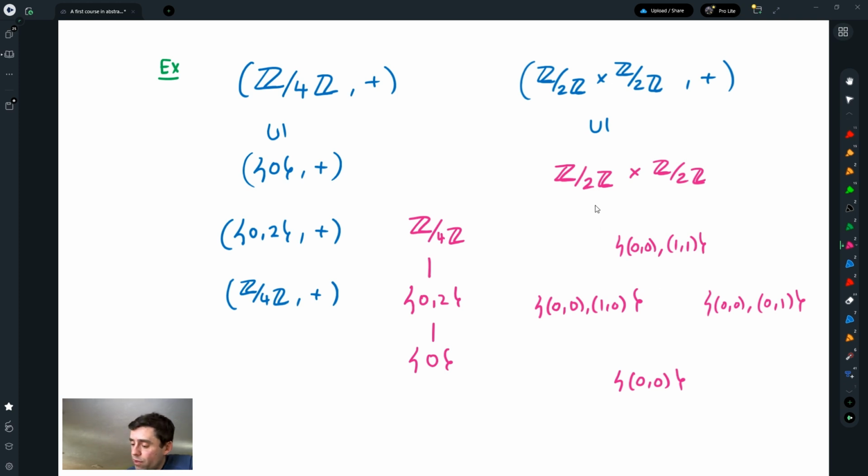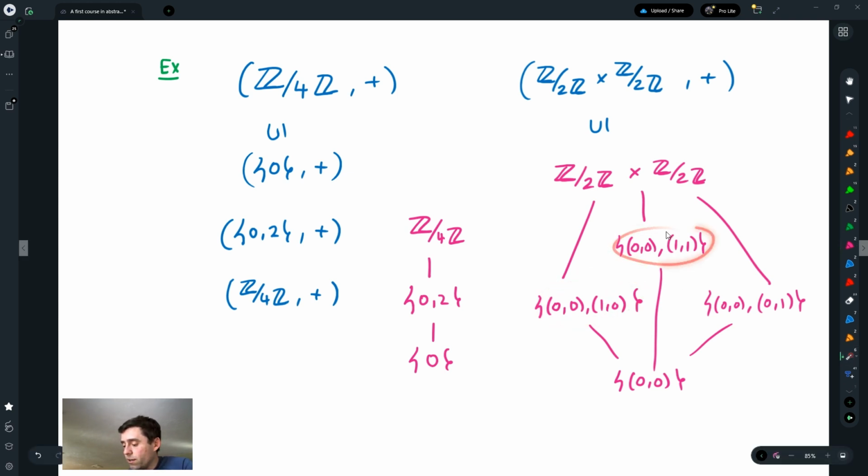So the lattice here looks like this. None of those is contained in each other. These ones are not contained in each other. Their intersection is this one, and then the only subgroup on top of those is the entire group. But now you see that this and this are not the same, so there are different subgroups. The number of subgroups is different, for example, and therefore these two groups cannot be the same group. They cannot be isomorphic. We will get there.